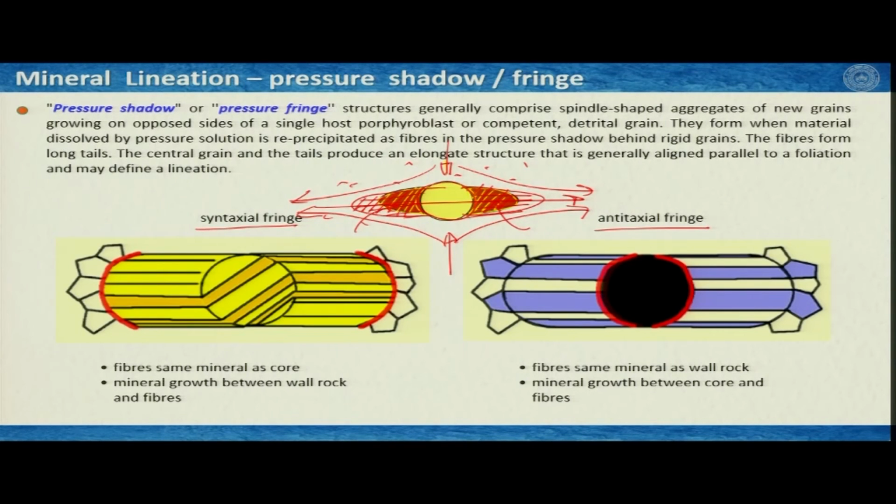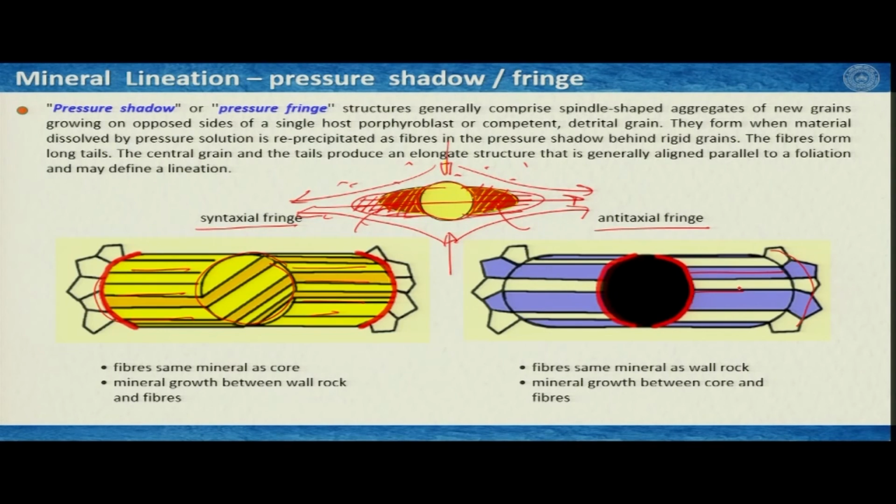In syntaxial fringes, the fibers are generally the same as the core. So, here is the core and the fibers, these are of the same composition, and then they also grow from the side of the wall rock. In antitaxial fringe, the composition of the fibers is different from the core, and they are actually similar to the wall rock, and these minerals this time in antitaxial fringe they grow between the core and fiber.